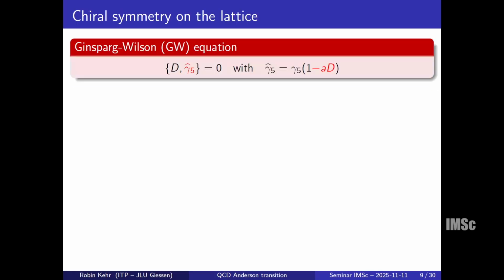But then there's the solution to that, which is the Ginsparg-Wilson equation. If you rephrase it in this form, then it reads like the continuum criterion for chiral symmetry. However, you have to modify this gamma matrix by this red highlighted term here. And since it goes with a, it vanishes fast in the continuum limit.